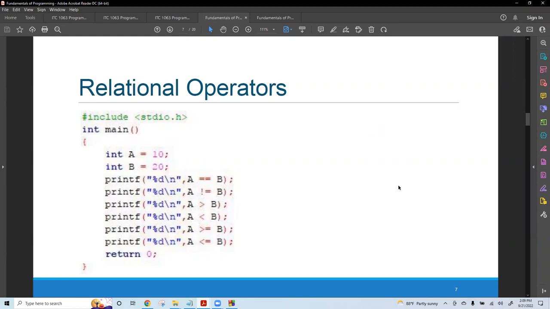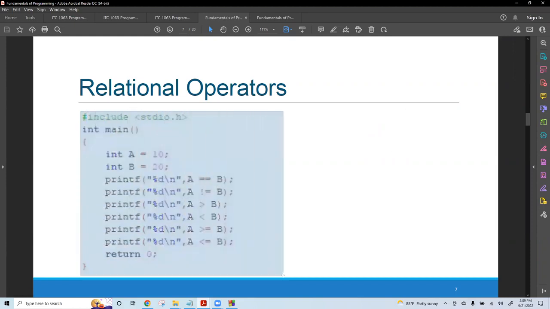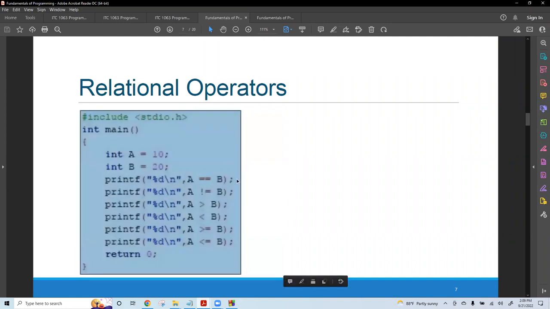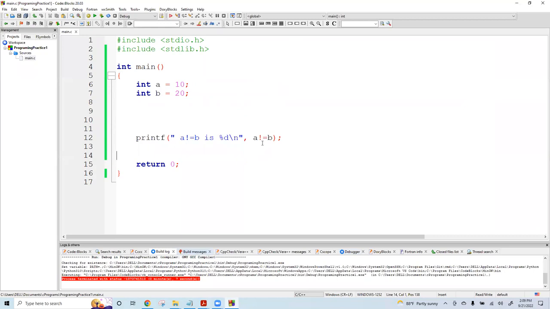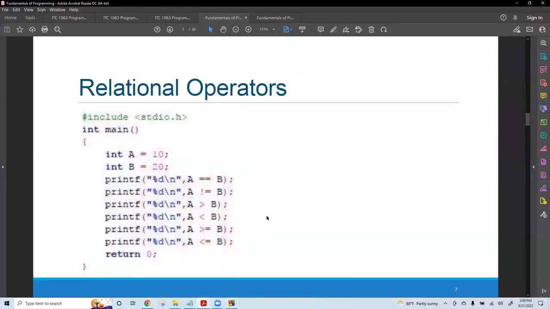Right. So these are actually simple. There's a program. Please check this program and check the output. I'm not going to do all those things here, but I just wanted to show you the first two. Then you can try the rest. Relational operators.